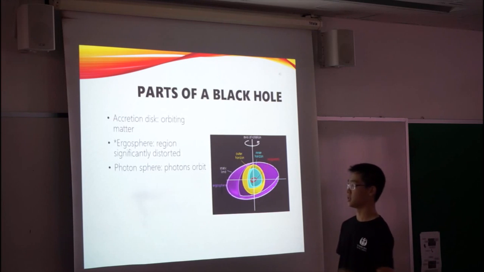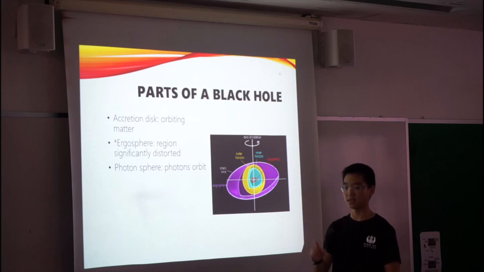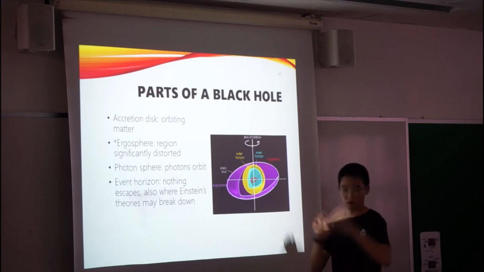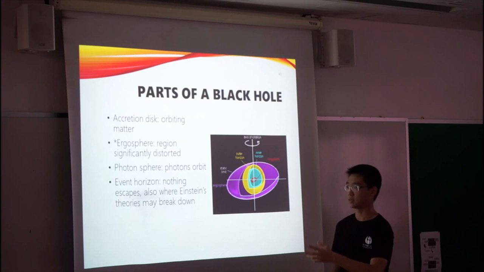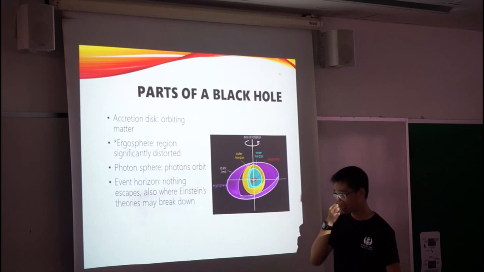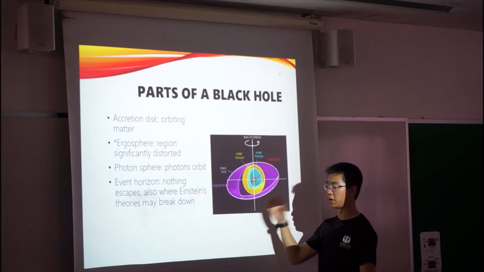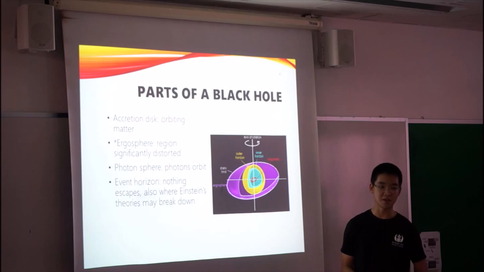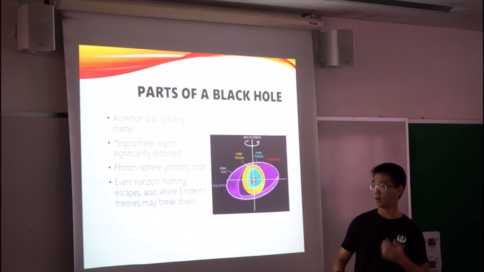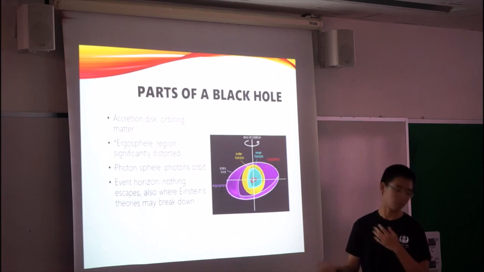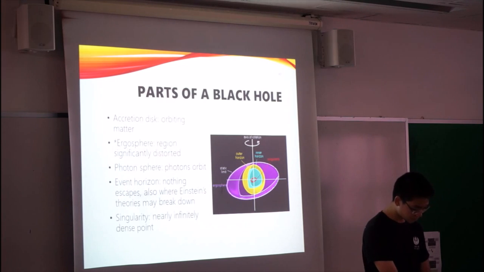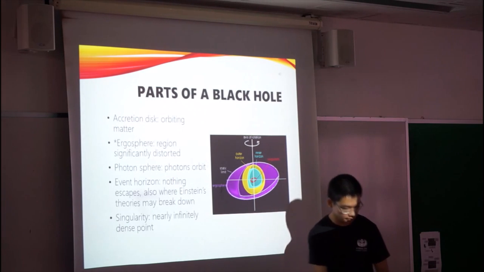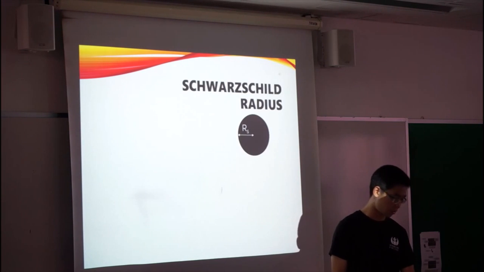Okay, your photon sphere is basically a sphere where photons orbit. But it's not exactly just a circular orbit, it's very complicated. And also your event horizon, which you all know, where the escape velocity is the speed of light, so nothing escapes it. It's also where Einstein's theories may break down. Because beyond the event horizon, the space inside there is so distorted and curved that Einstein's theories may not necessarily work, like physics in general may not necessarily work. And lastly, the most well-known one is your singularity, basically a nearly infinitely dense point in the center of the black hole.